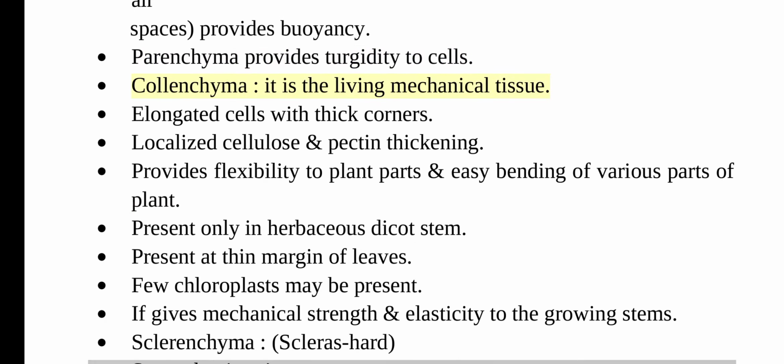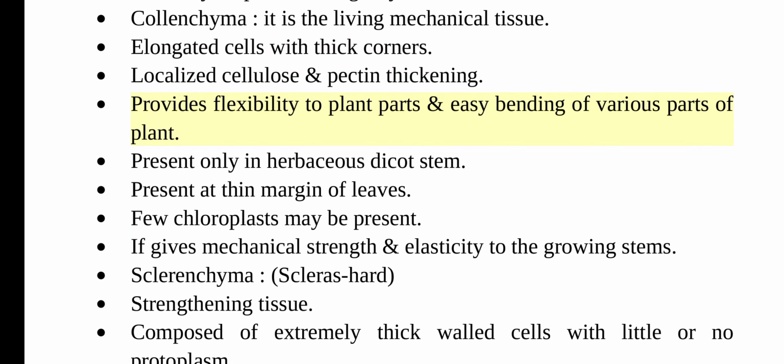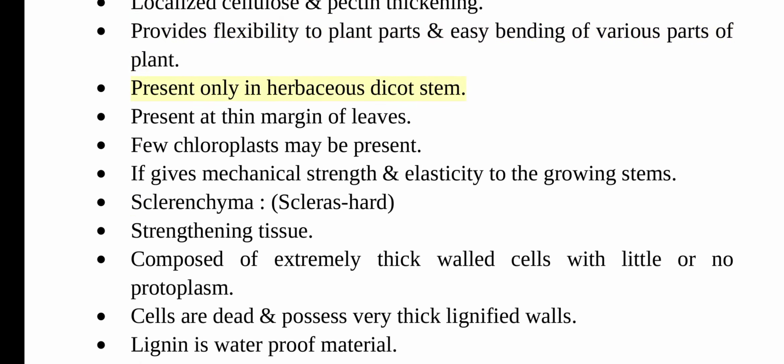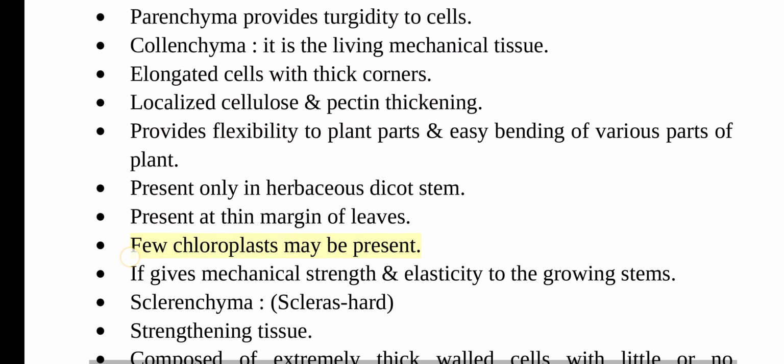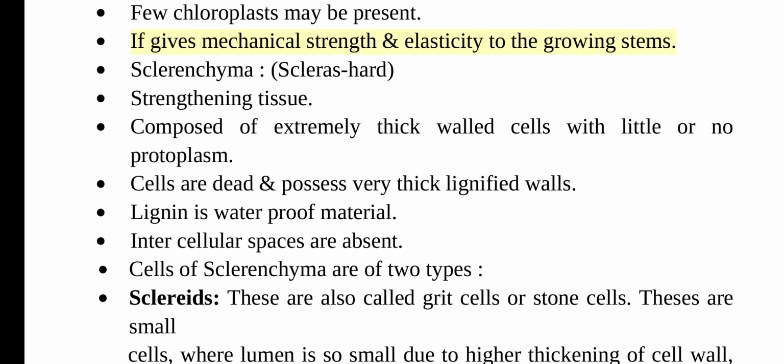Collenchyma. It is the living mechanical tissue. Elongated cells with thick corners. Localized cellulose and pectin thickening. Provides flexibility to plant parts and easy bending of various parts of plant. Present only in herbaceous dicot stem. Present at thin margin of leaves. Few chloroplasts may be present. It gives mechanical strength and elasticity to the growing stems.